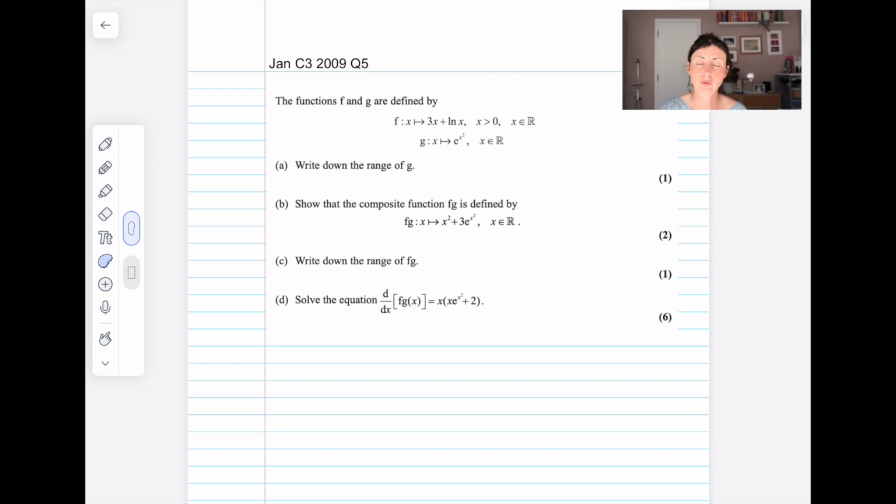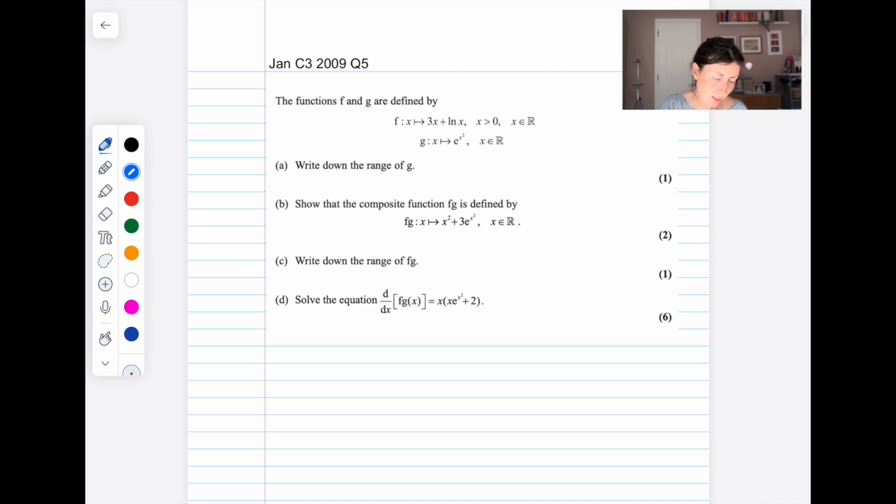I've gone back with these ones to find some tricky questions from the past, but they are still totally applicable to what you could be tested on this summer. This question is from January 2009, and we would say it's a C3 paper.